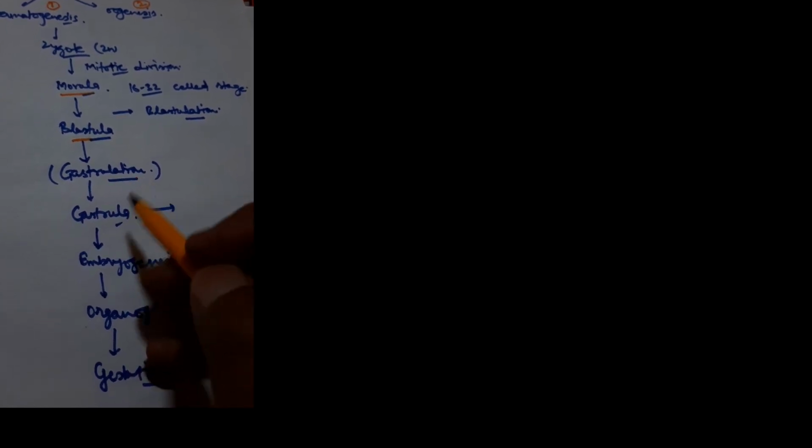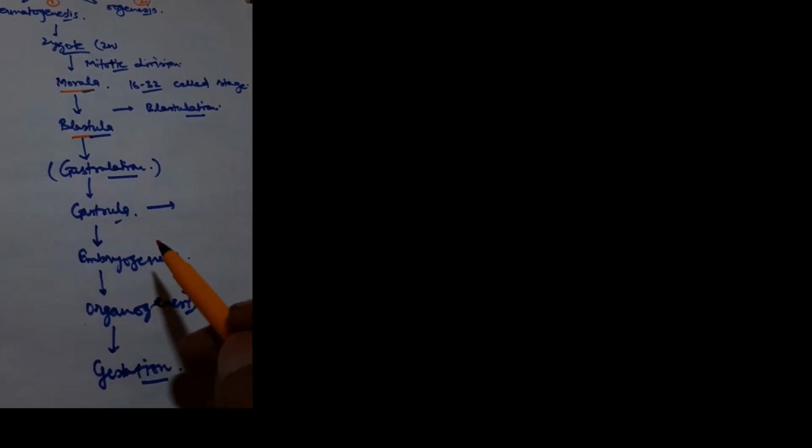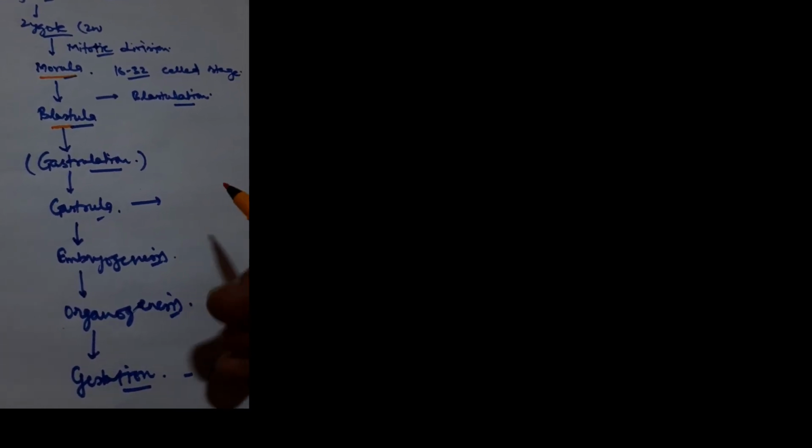And then gastrulation happens, where the cells of the blastula get arranged into the form of germinal layers. If it is ectoderm, endoderm and mesoderm, three layers, then this is what is called the triploblastic type of development, and the gastrula stage is formed. Gastrula forms, the embryo goes under organ development by the process of organogenesis, and then gestation takes place. This is for those organisms which are sexually dimorphic.